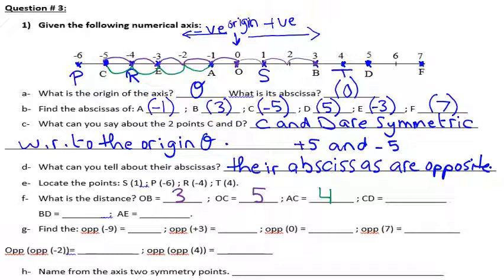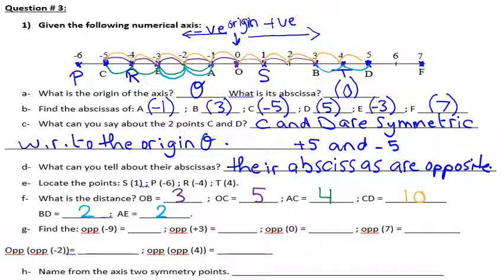The distance CD, this is the distance from C to D. 1, 2, 3, 4, 5, 6, 7, 8, 9, 10. So the distance CD is 10. Now the distance BD. We count 1, 2. So the distance BD is 2. The distance AE is 1, 2. So the distance AE is also 2.